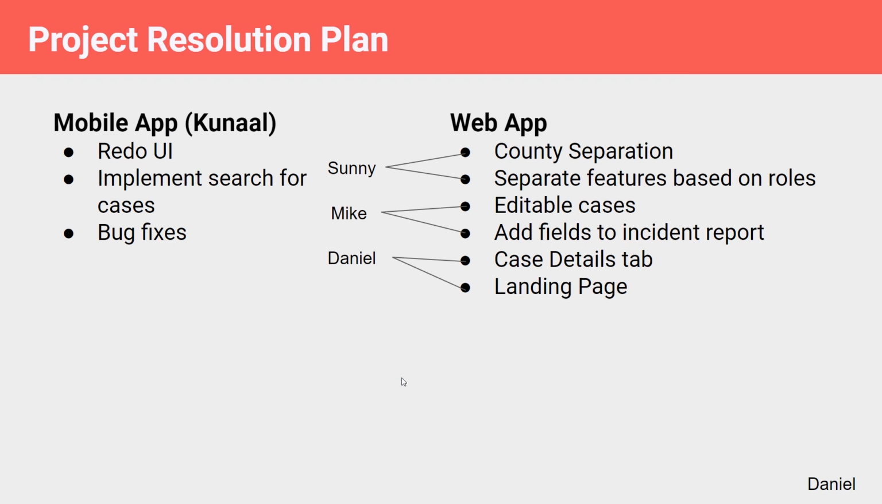Within the mobile app, we have plans to redo the UI and make it a bit more fluid and intuitive. We also want to implement searches for cases and then polish up with bug fixes. On the side of the web app, we are allowing for scalability by adding county separation in our endpoints and database. We also have plans to separate what people can see on the dashboard based on their roles. Sunny will take charge of this.